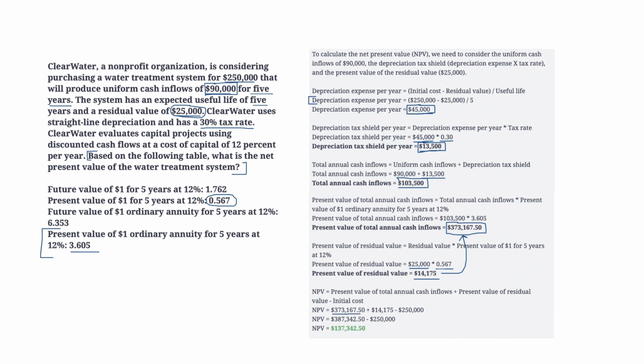So here we get the total present value of the cash inflows, and then subtract out the initial investment of $250,000. So that brings us to a net present value of $137,342.50.